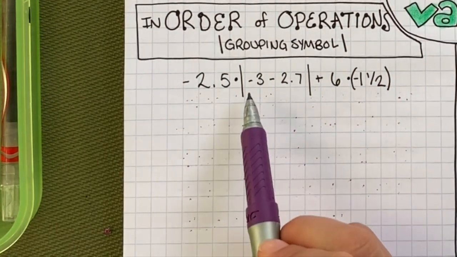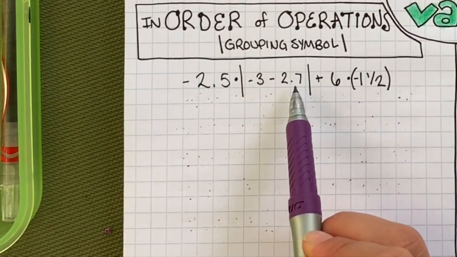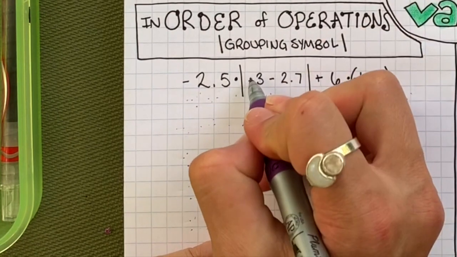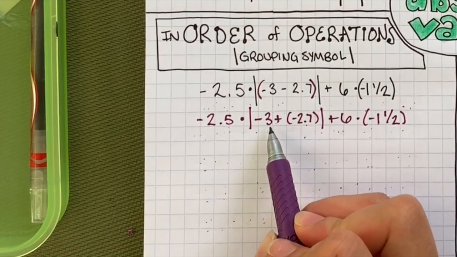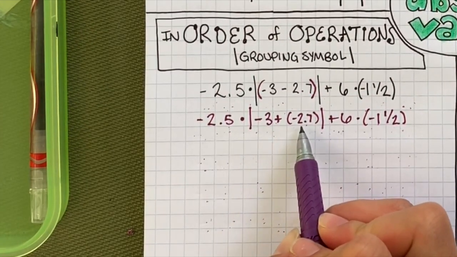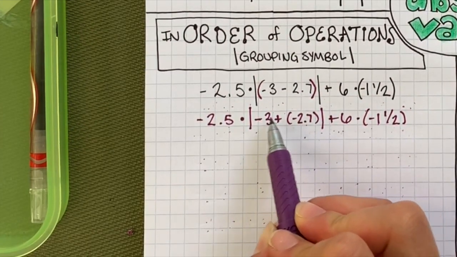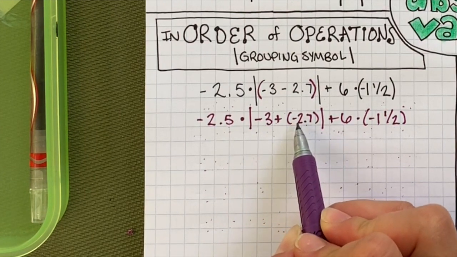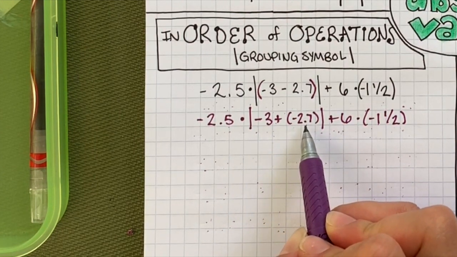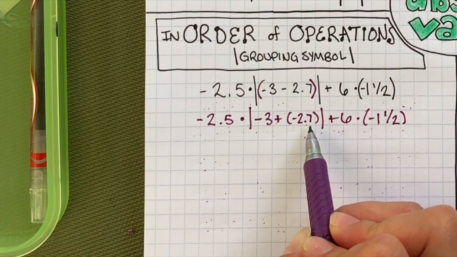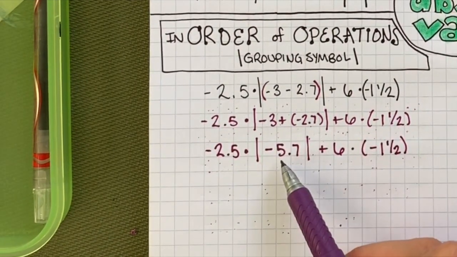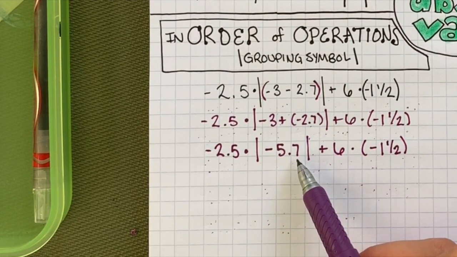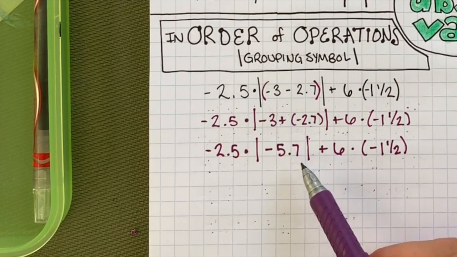To find the absolute value of -3 minus 2 7/10, first we need to find the difference of -3 and -2 7/10. Finding the sum of two numbers that have the same sign, you add the absolute values and keep the sign. 3 plus 2 7/10 is 5 7/10, and we'll keep the negative. The absolute value of -5 7/10 is positive 5 7/10.